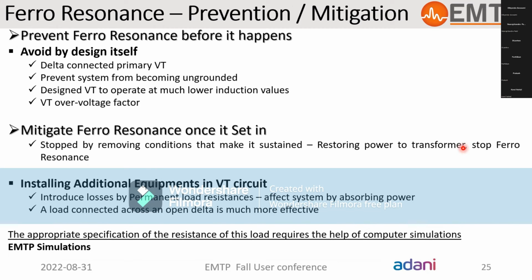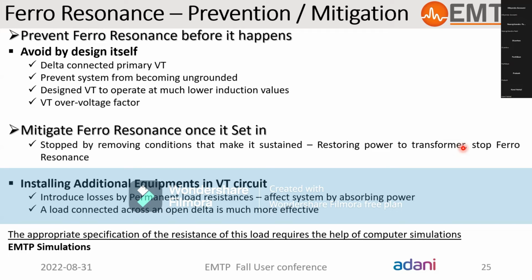Now we have discussed ferroresonance so far. Now let us discuss how it can be prevented or mitigated. Ferroresonance can be prevented by eliminating one of the preconditions. It can be avoided or prevented before it actually happens. It needs some design change itself. Accordingly, for example, we can use a delta connected primary VT. But in this case, we need to take care of the protection system because main protections are derived from the star connected PTs. Now, we can also prevent the system from becoming an ungrounded system.